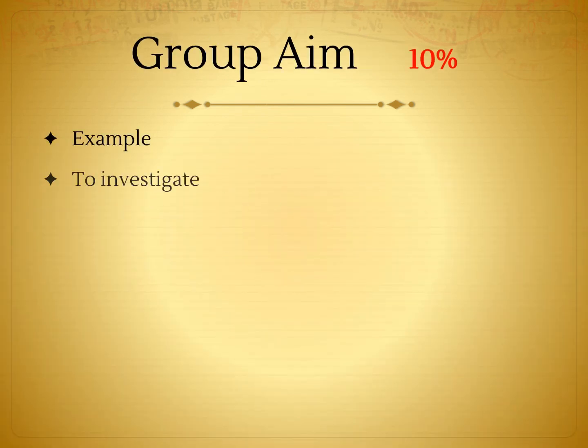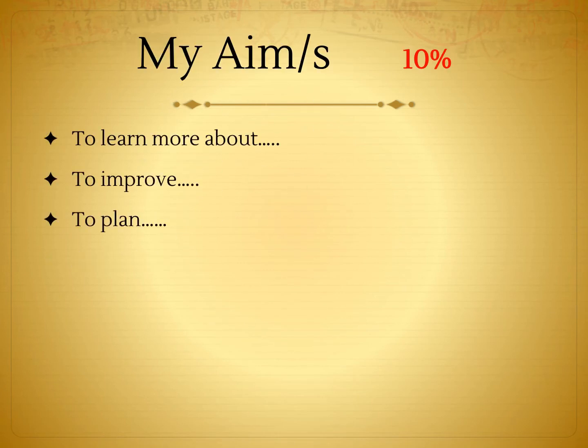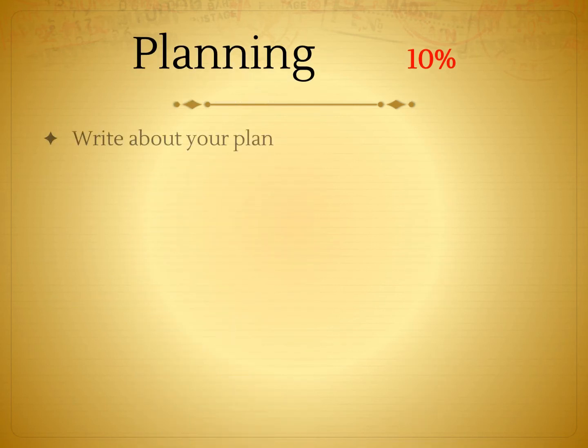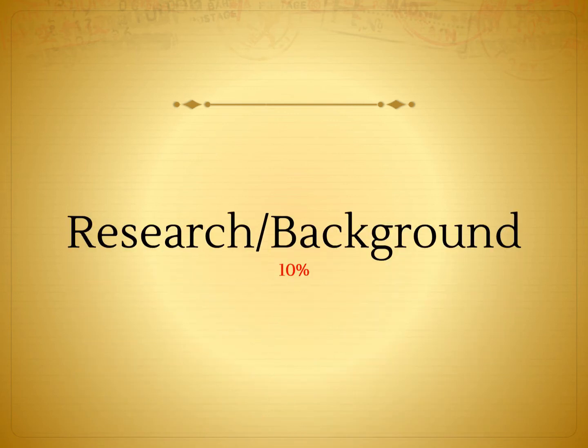Group aims, for example: to investigate, to work with, and so on. My aims: to learn more about, to improve, to plan, to get views on, and so on. Planning: write about your plan. Insert action planner, for example, a diary. Week 1, week 2, etc.